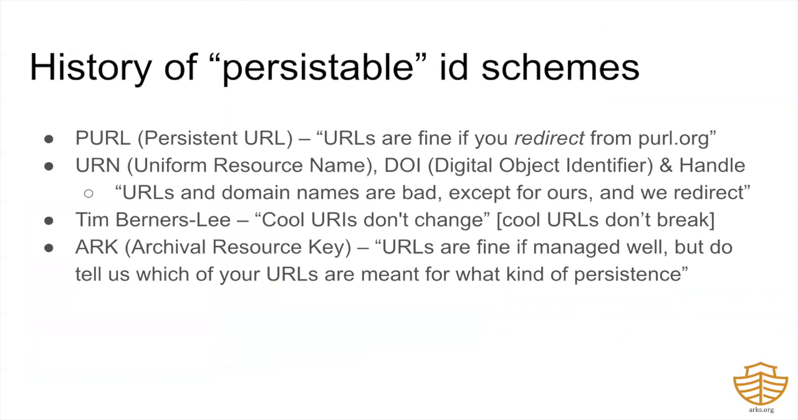Here's an abbreviated history of PID schemes. PURLs fully embraced the URL. Meanwhile, URNs, DOIs, and handles got confused for a while, saying that all URLs are bad, until they reversed that position and fully embraced the URL. Meanwhile, the inventor of the web said basically, just use URLs and manage them carefully. ARKs agreed and said, go ahead and use URLs, but embed a distinguishing label to suggest persistence and include a globally unique identity separate from the domain name and from today's web protocols.